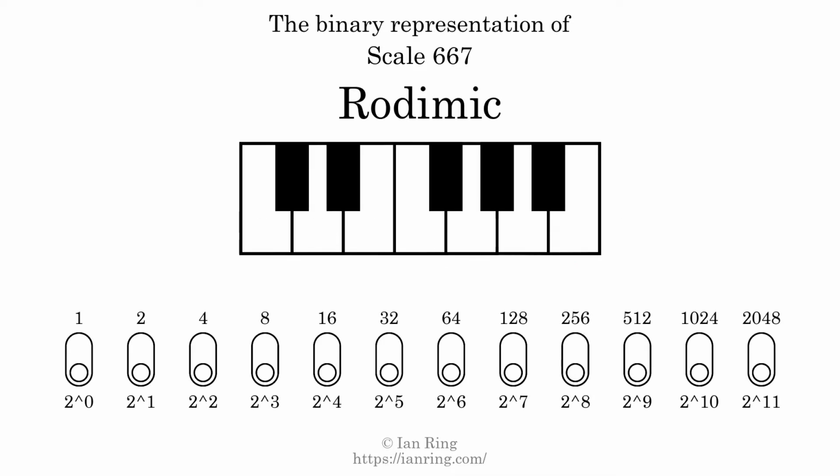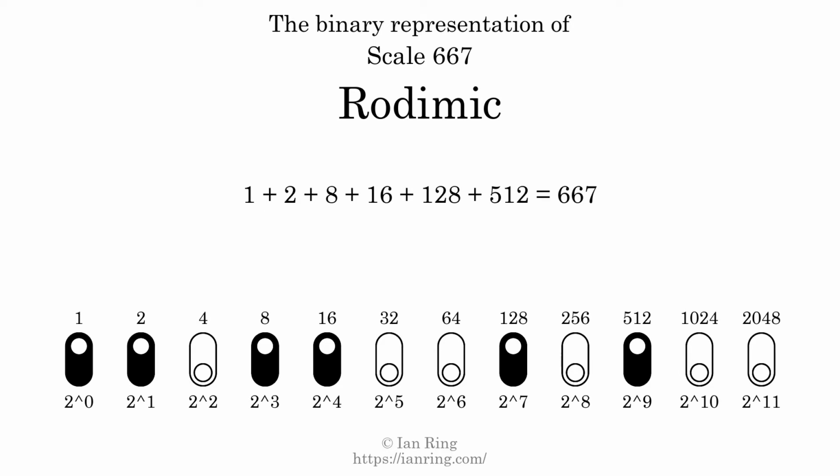The binary representation of this scale is determined by mapping tones of the scale to binary digits. Each binary digit represents a power of 2. To get the scale number, we add the powers of 2 together. The powers of 2 that are present in the scale, all added together, equals 667. That is why the scale number, in decimal, is 667.